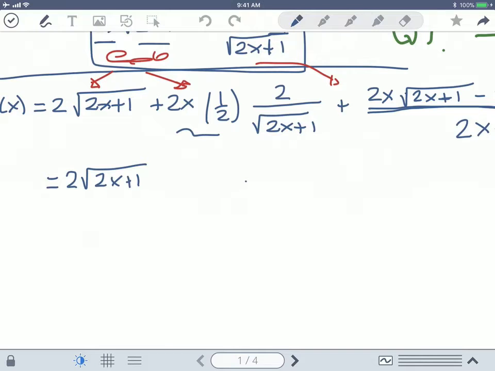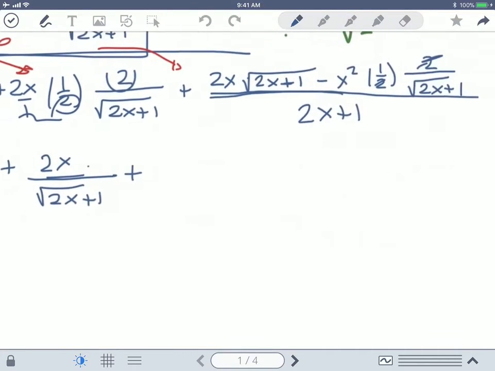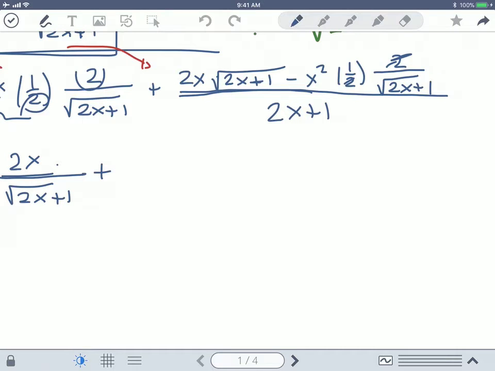On this term, I can cancel one of these 2, so I get a 2x over a root of 2x plus 1. And that's just because I can put this guy over 1 and I'm putting multiplication across for the fractions, right? And the third term, there's still some work to do if I want to simplify this. So the denominator is already equal. It's 2x plus 1 without a root.